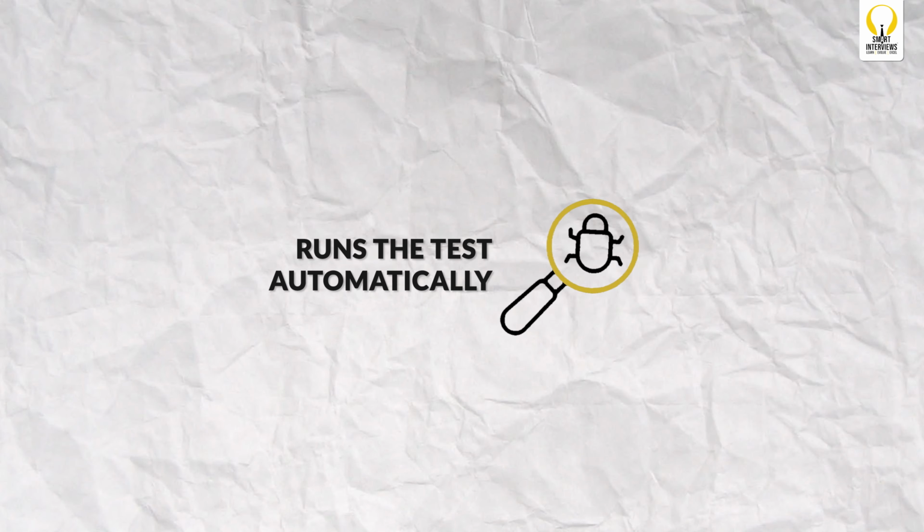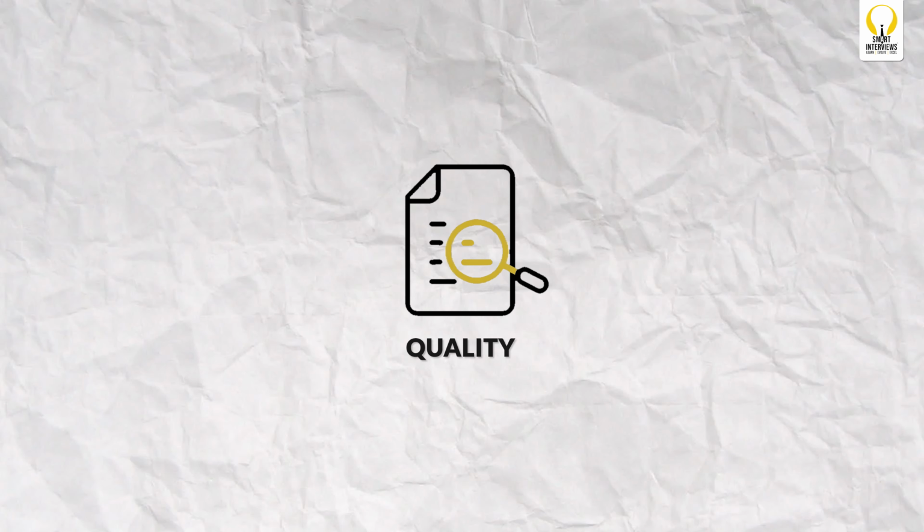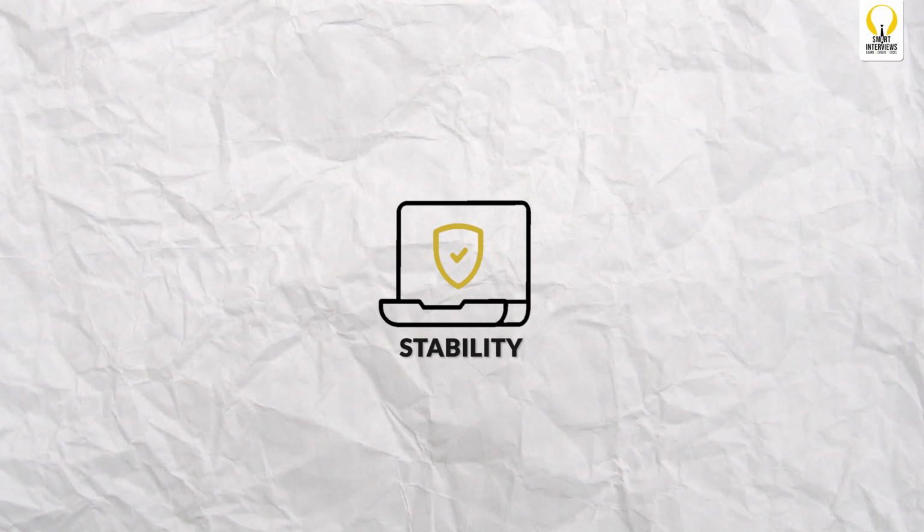GitHub is used by developers around the world. We have curated a few GitHub actions that will help you in enhancing your development workflow. First is automated testing, which runs the tests automatically whenever a new code has been deployed, which enhances the quality and stability of your code base.